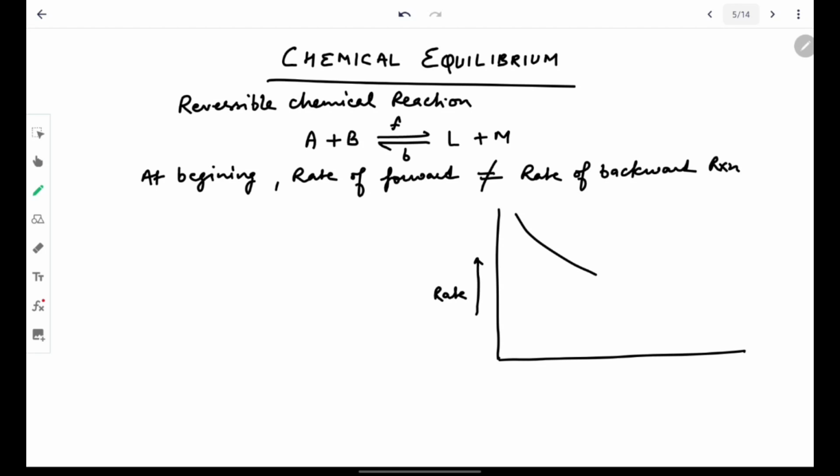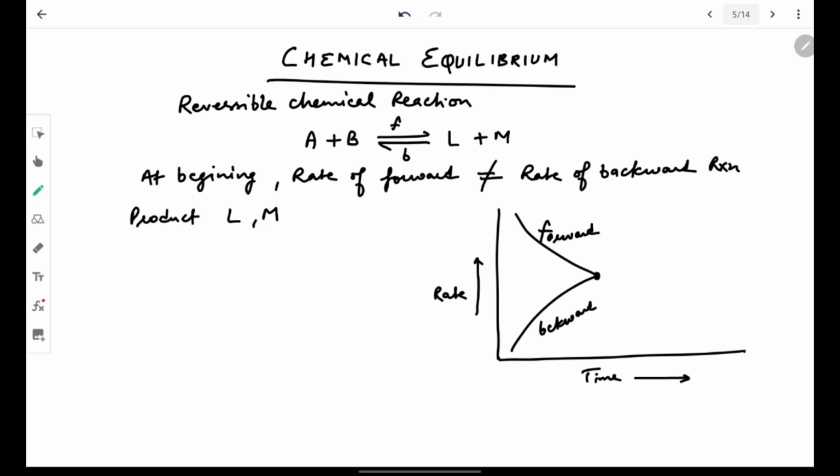On the X axis is time and on the Y axis we are representing the rate of reaction, and after some time there is a sufficient quantity of products L and M. Since we know that the more reactant is formed, the more the rate of reaction, the rate of the backward reaction will start to increase. This is the forward reaction, which is decreasing, and this is the backward reaction, which is gaining speed.